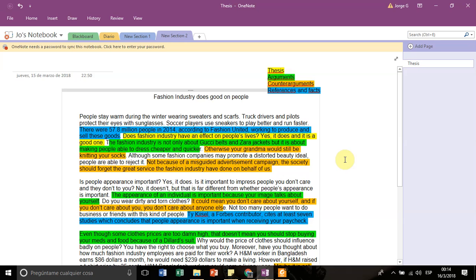I'm here to show you the parts of an argumentative essay, or at least the structure that we need to follow for our written assignment number 2. I have highlighted the parts of the argumentative essay with different colors: yellow for thesis, green for arguments, orange for counter arguments, and blue for references and facts.